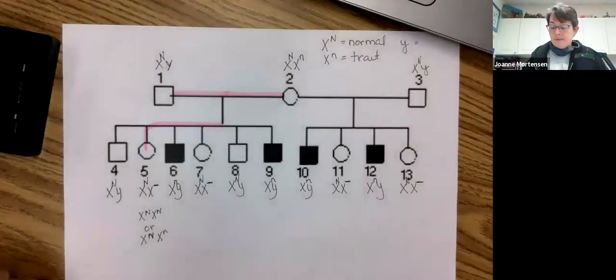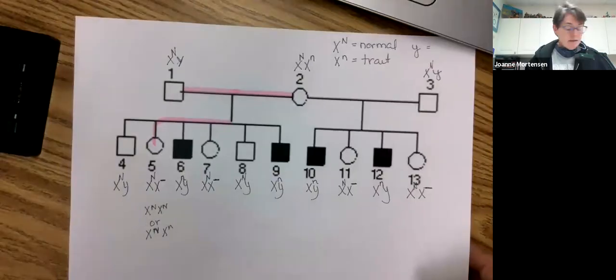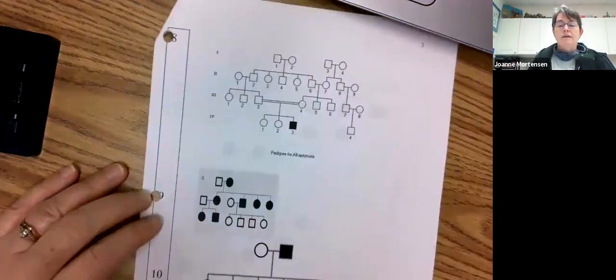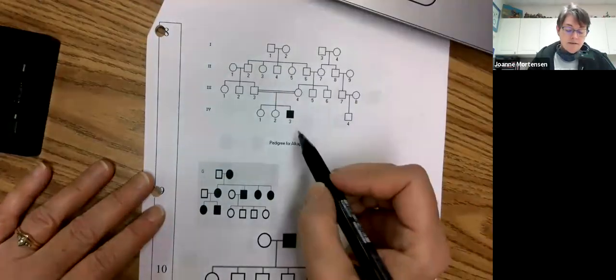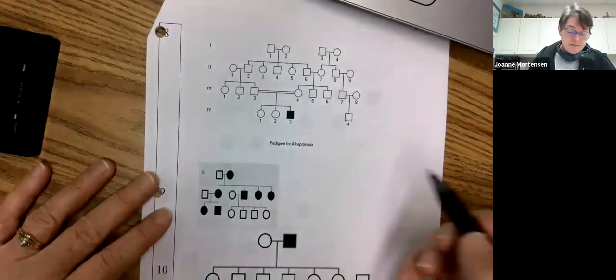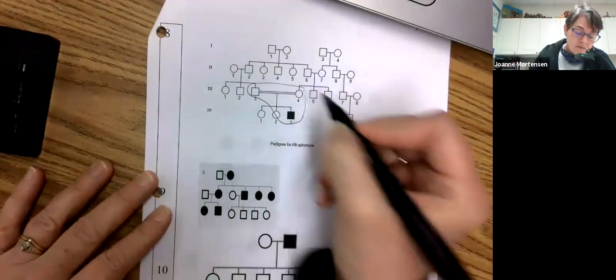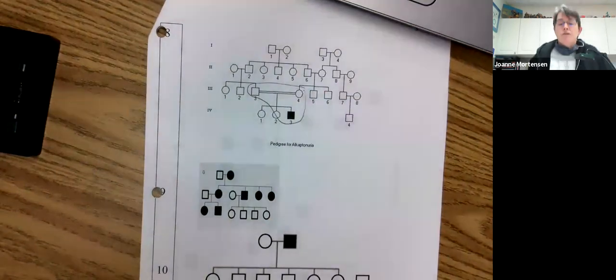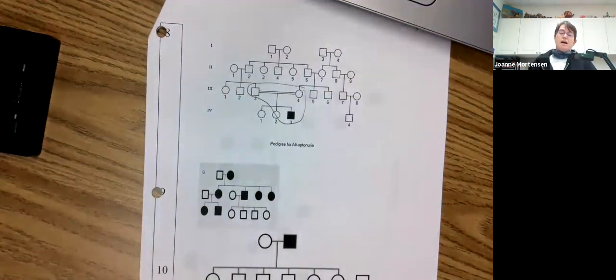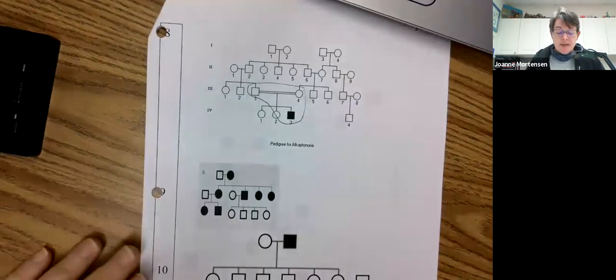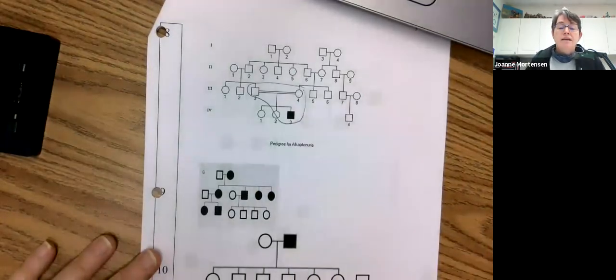Okay, there's that one. All right, I'm going to go back to the worksheet because it's pretty straightforward. Oh, here we go. There's a lot of recessive ones here. All right, so there we go. That's a recessive trait. I would probably just worry about saying recessive because we don't know for sure if it is X-linked or not. But if I had to guess, I would say yes, because it's a boy that's affected.